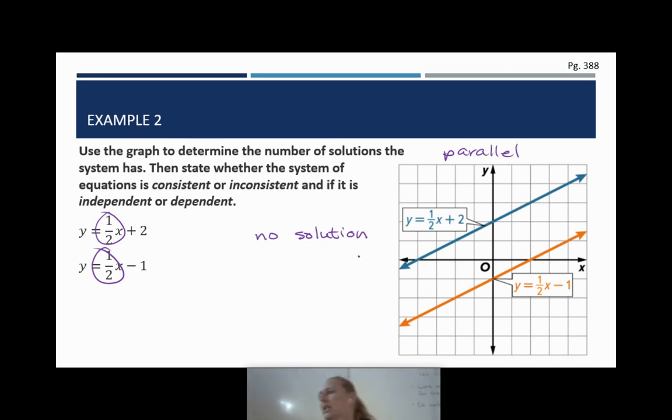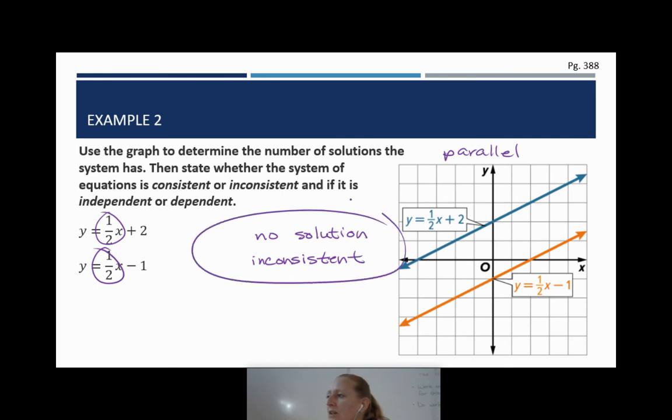Let's take this a step further though. So since there's no solution, according to our vocab and our definitions we wrote down earlier, that means this is an inconsistent system. And so I don't even have to consider independent or dependent because independent and dependent, those only apply in consistent situations. And this is not consistent. They will never intersect. It's kind of sad when you think about it.